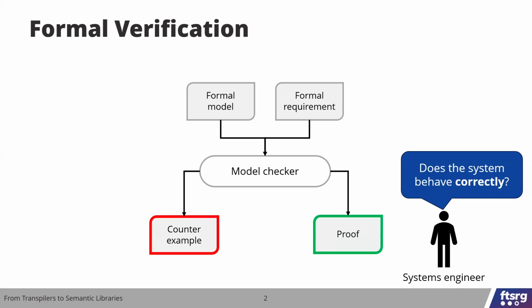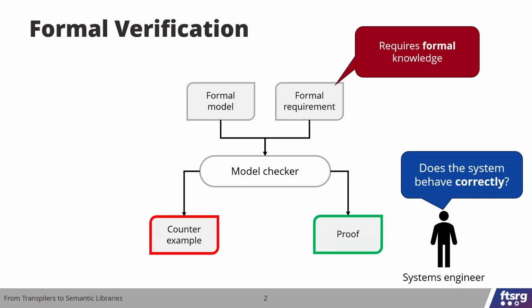So the idea is that the systems engineer specifies some formal requirement, and the model checker just gives an example or gives a proof that the requirement is always adhered to. The problem is that this requires formal knowledge, which usually is not part of the systems engineering curriculum. So this is a limitation that model checking has, and because of that, people cannot really use it as easily.